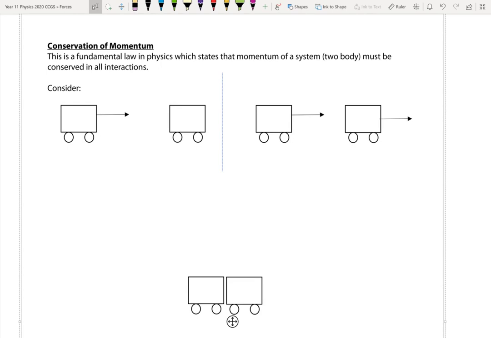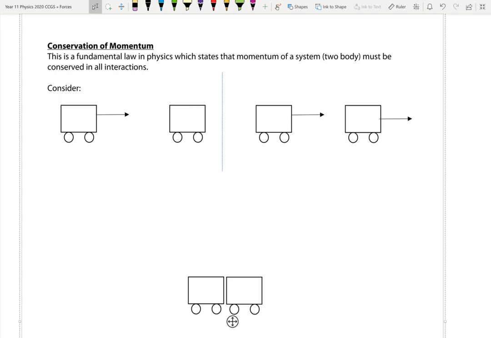Now, there's a really nice equation that you have to be familiar with. You're going to be using it, and I'm going to show you the derivation of this equation. It's not too tricky. It's a fundamental law. It says that the momentum of a system must be conserved in all interactions. That means that your momentum before the collision must be equal to the momentum after.